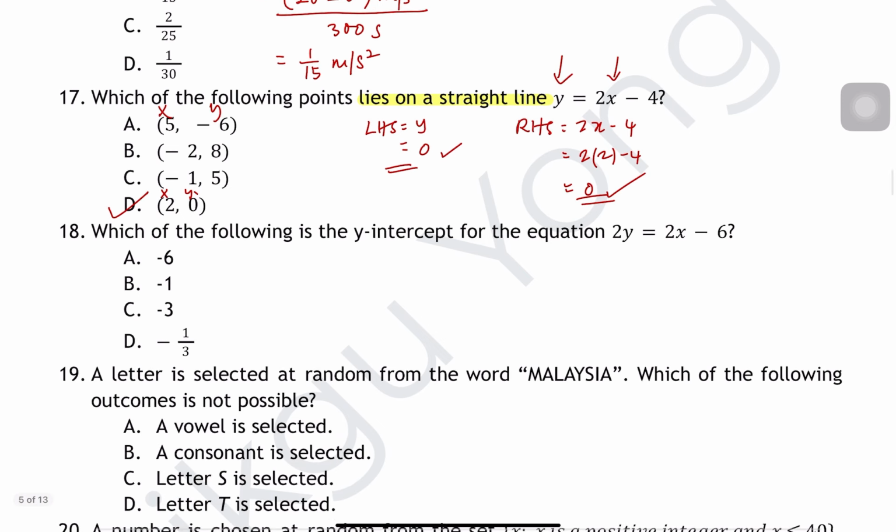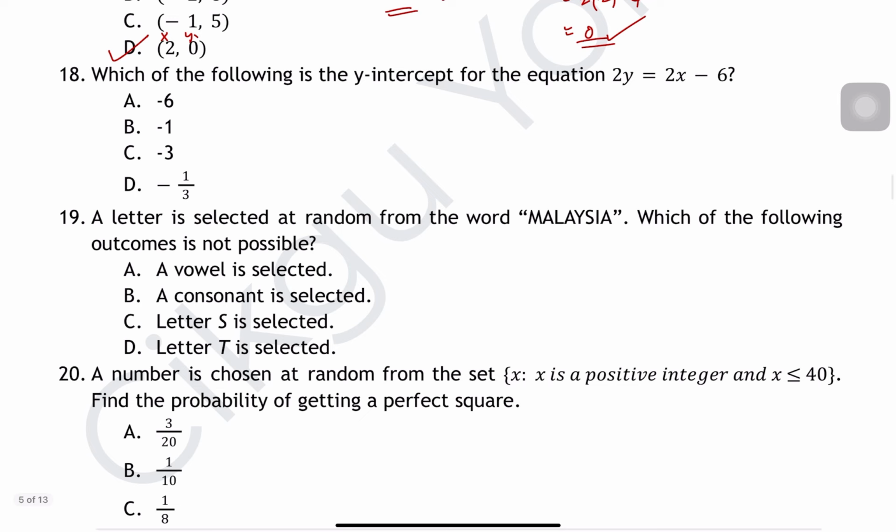Okay? Then question 18. Which of the following is the y-intercept of the equation? So to get your y-intercept, which means the value of your y that is being cut here, any values under y-intercept, you will have the x as 0. This is something important that you need to remember. So in this case, to find your y-intercept, you just need to replace your x with a 0. Then do some shifting, you should be able to get your y.